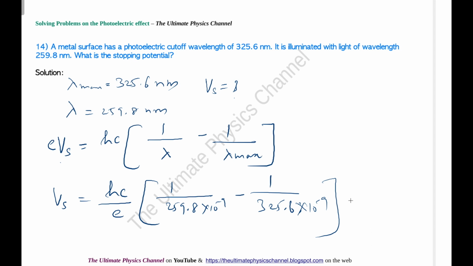If you work this all out, you would get the potential to be about 0.96 volt. That's the answer you would get.